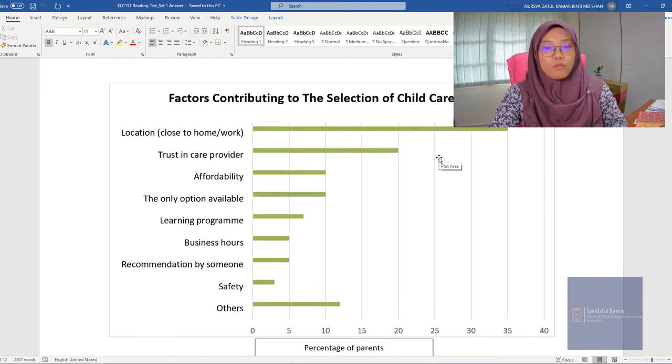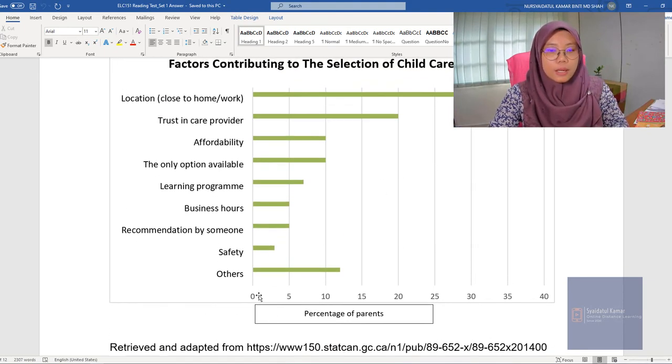Okay, so first, take a look at the numbers here. This is the percentage of parents. This is not the number of the respondents, but the percentage of the respondents. So don't get that wrong. This is not the number of people who answered the survey, but the percentage of the respondents.